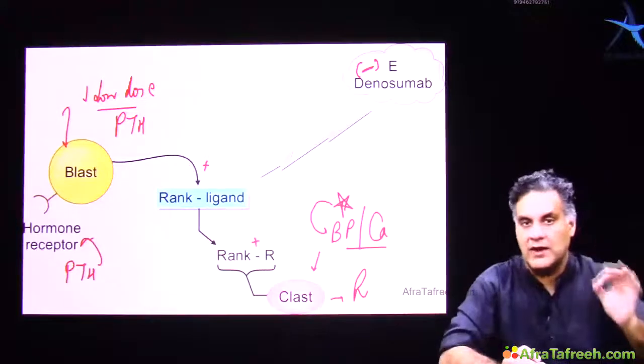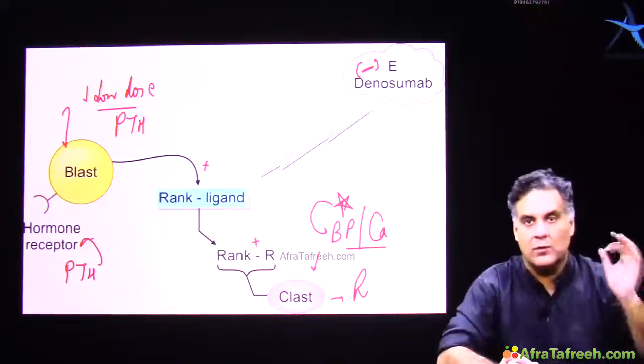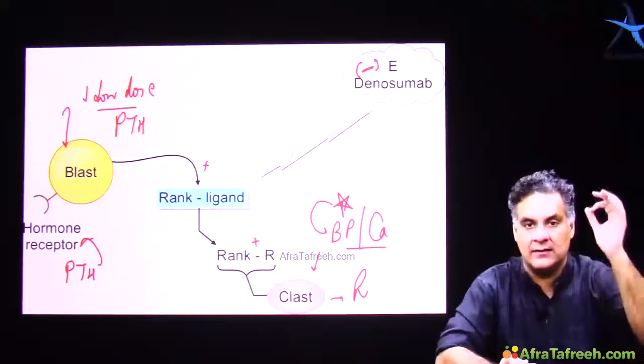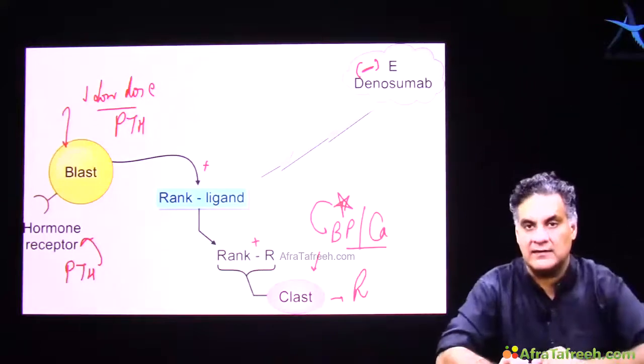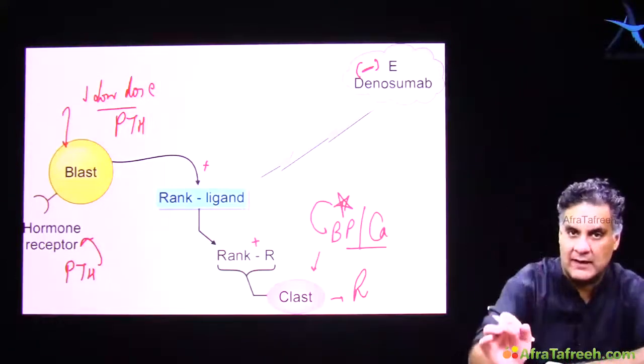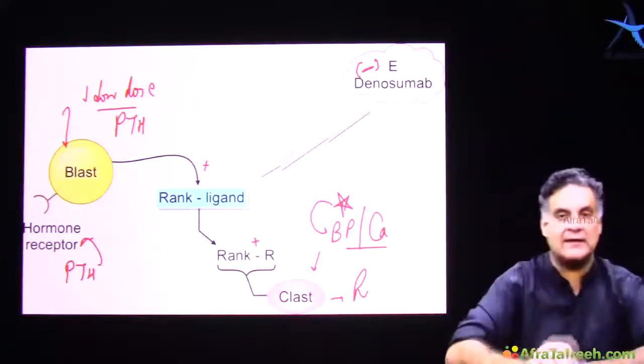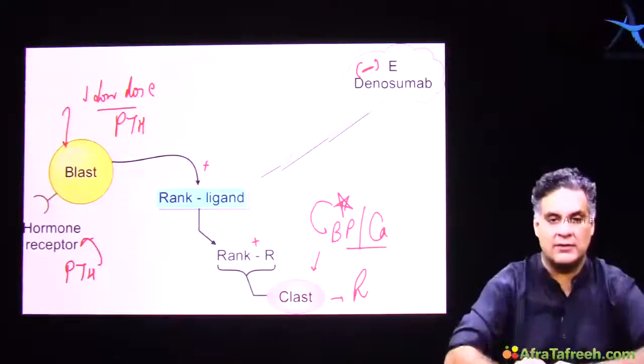Remember this. Where are the receptors? PTH. Which cell releases the rank ligand? Remember that, osteoblast. And estrogen and denosumab acts on inhibiting the rank ligand. This is an important cycle that you should remember.